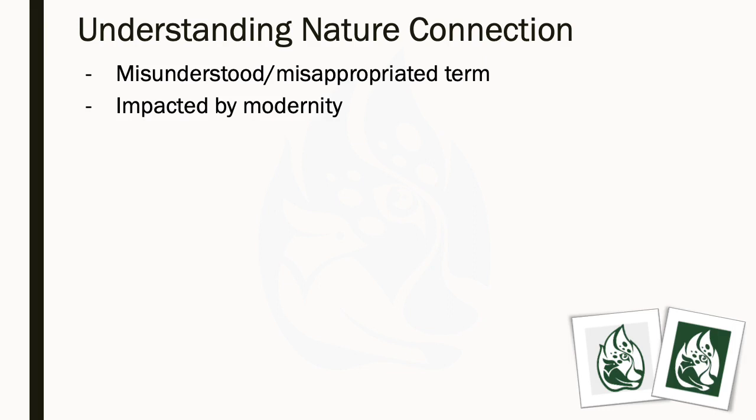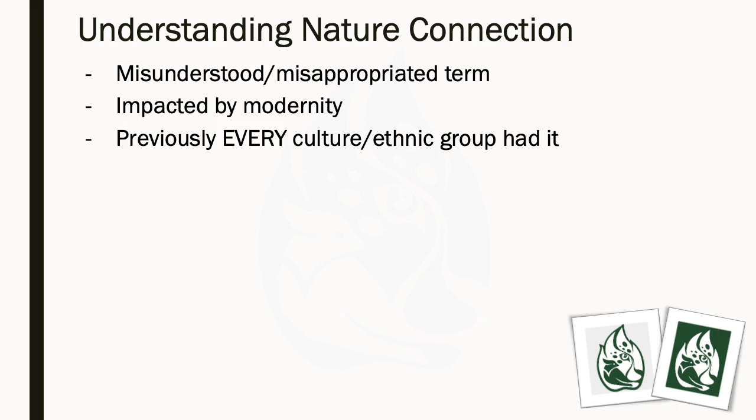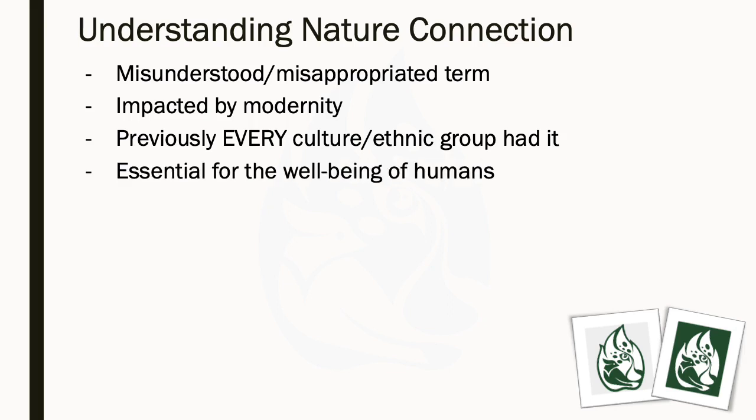The first thing to understand is that it is greatly impacted by modernity. Our definition of it has really changed in recent years, decades, even the last several centuries. Previously, every culture on the planet, every ethnic group had it. That may seem obvious, but I think we forget sometimes that all of our ancestors, no matter where they came from, had a connection to the land, the waters, and a relationship to it, okay? Because it was essential for our well-being. We not only depended on nature for our survival and our sustenance, but everything we did was in nature, and a part of nature. Because of that, we had a very deep connection to it.